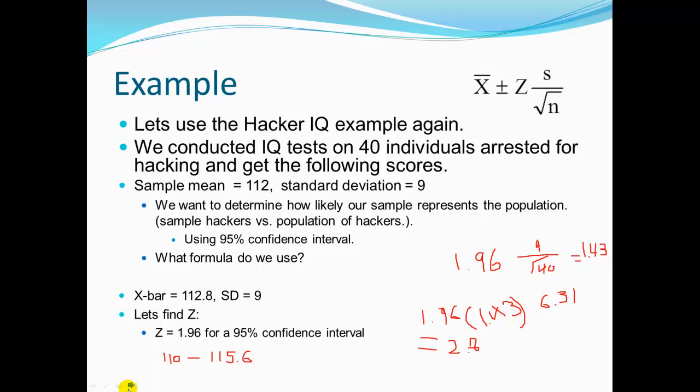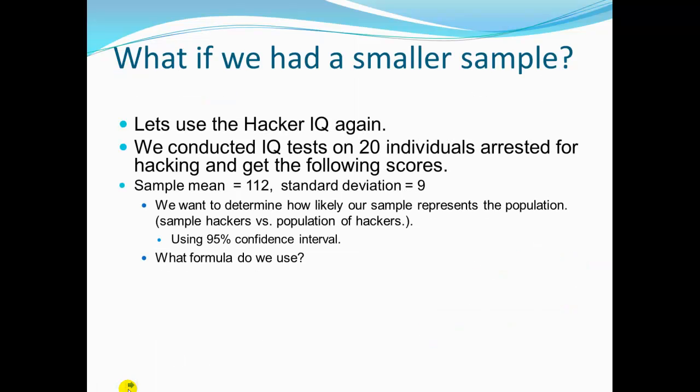Alright, let's do another example here. If we had a smaller sample, let's say we had 20 individuals arrested for hacking, and we get the same values. Actually, correction there, I changed it so that we have a nice rounded sample mean of 112. But nevertheless, let's say we had this smaller sample. Because we have a smaller sample below 30, we would use the t here. Otherwise, the formula is exactly the same.